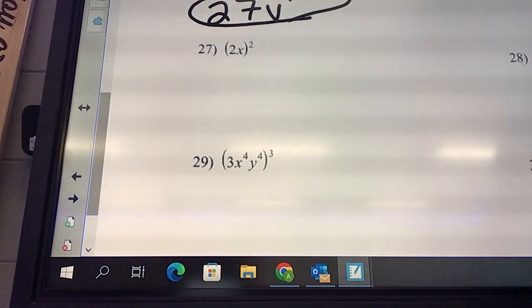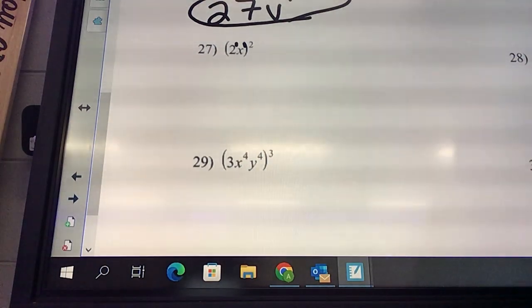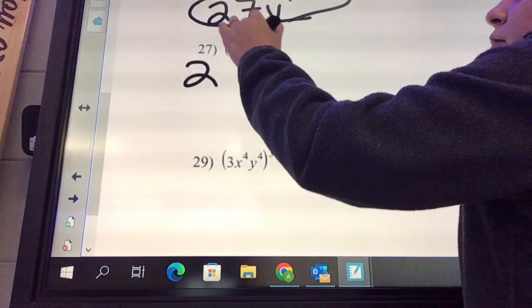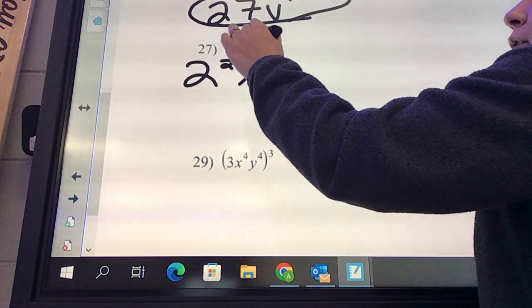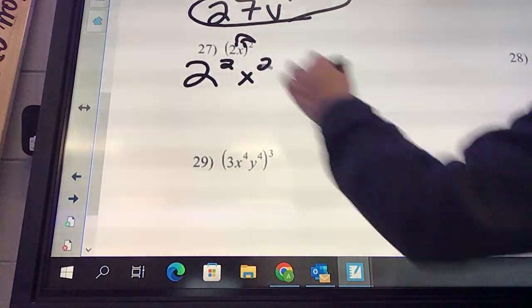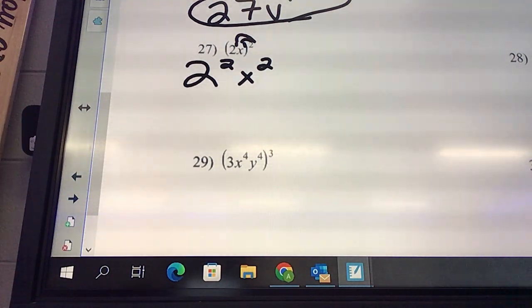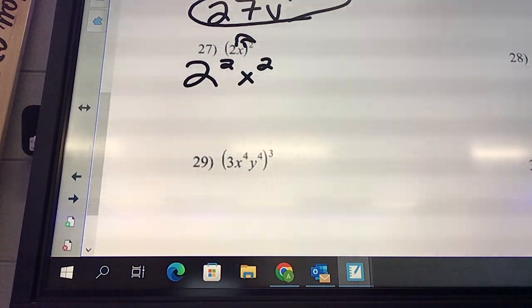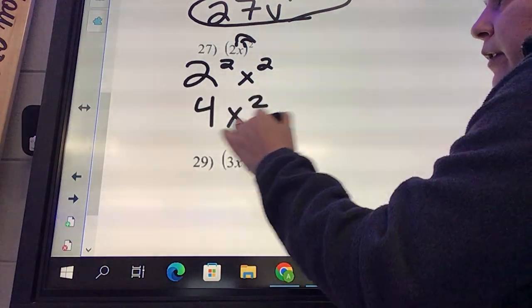Okay, 27. I can fill in the ones. Okay, so I get 2 to the 2 times 1. Give me 2. X to the 2 times 1 is 2. Okay, what is 2 squared? 4x squared.